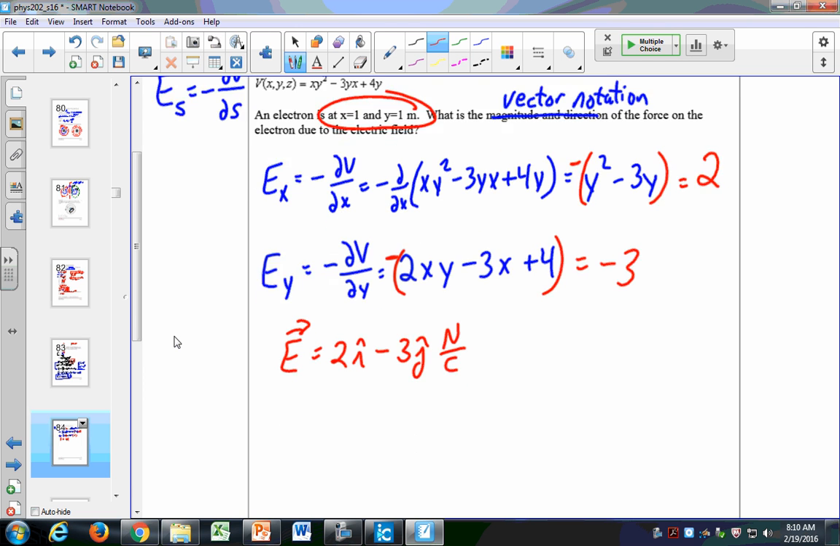Okay, and then this adds a further question. What is the vector notation of the force on the electron? Remember, F is equal to QE. So if I wanted to find the force, what would I do? Okay, I'm just going to multiply it by Q, right? The charge of my electron is negative 1.6 times 10 to the minus 19 times 2I minus 3J.